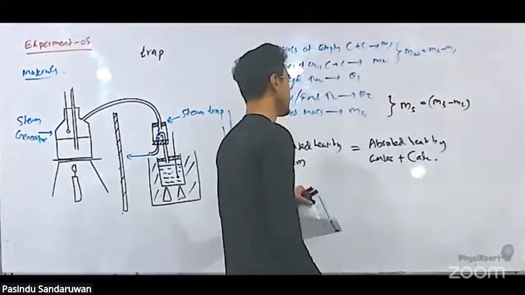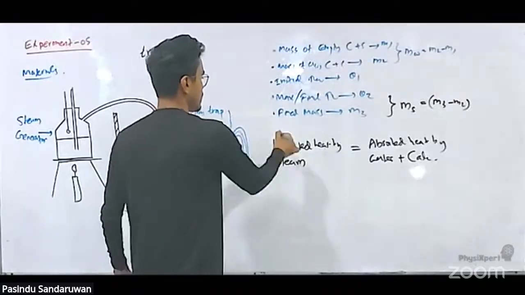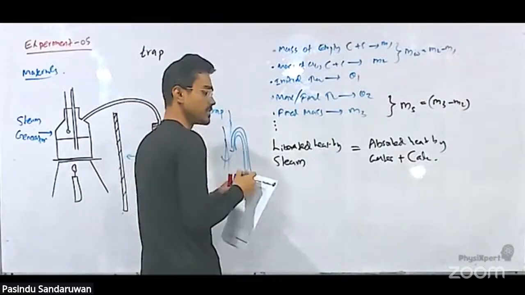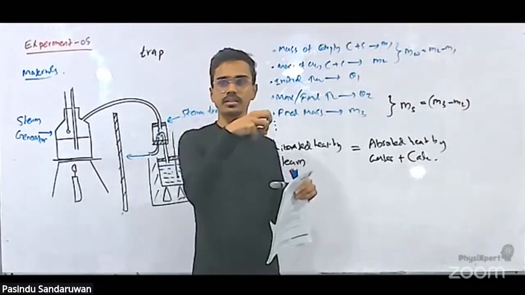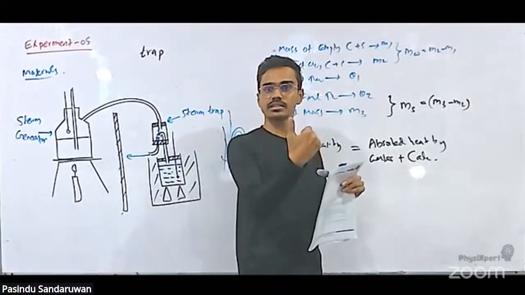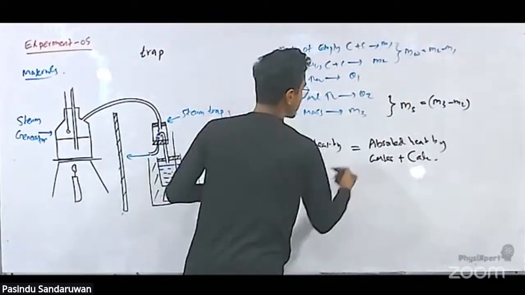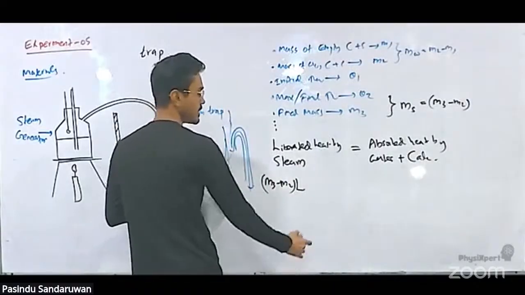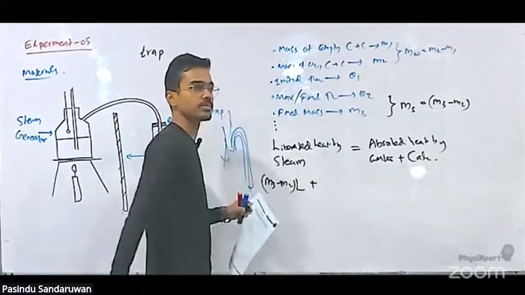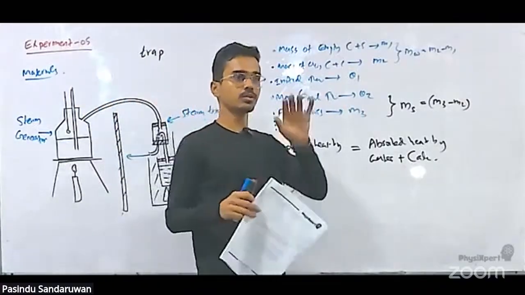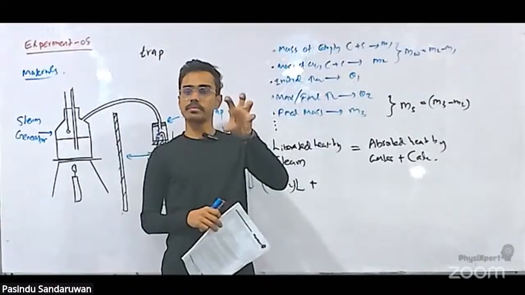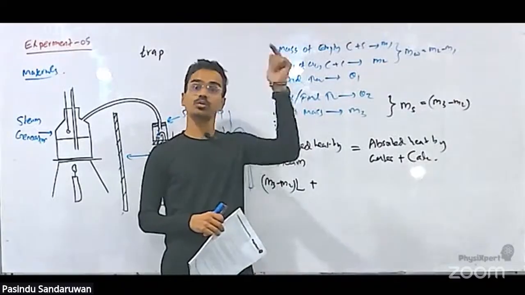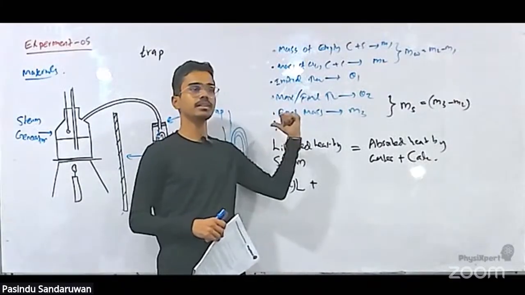Right, this equation. Then the liberated heat by steam. Steam at 100 comes in. First of all it should undergo the state change. The mass of steam is M3 minus M2, so the state change heat is (M3 minus M2) times L, plus, now that the steam is converted into water, what is the temperature of the converted water? It is at 100. Then it should cool down from 100 to the final temperature of the water.